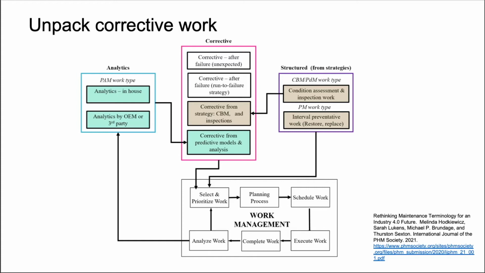This work is from the data analysts we mentioned earlier and represents a proposed new work type for SMRP to consider. In the middle, we propose a split in corrective work into three categories. Corrective from predictive models and analysis, shown on the bottom in green. Corrective from structured work, shown in brown. In both cases, the work is identified while the asset is still functioning and before the asset has failed. The third, shown in white, represents corrective work done after failure. This is often the result of an unexpected failure, but may be the result of a run-to-fail strategy.